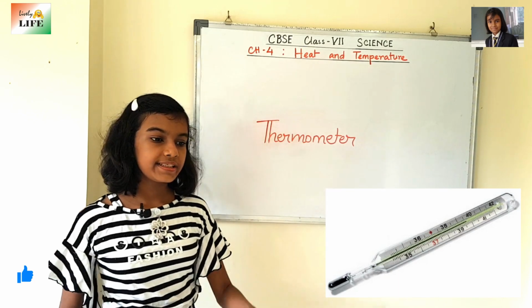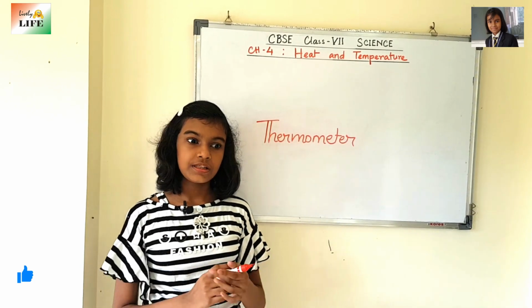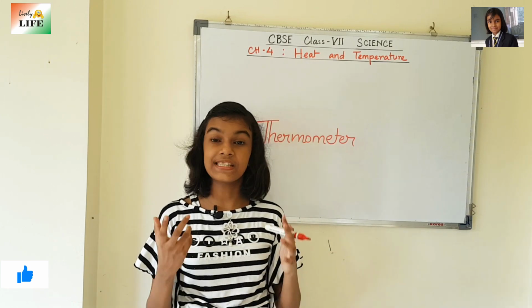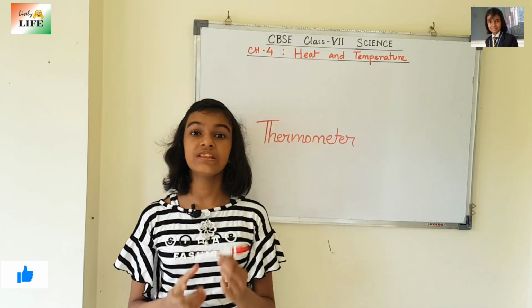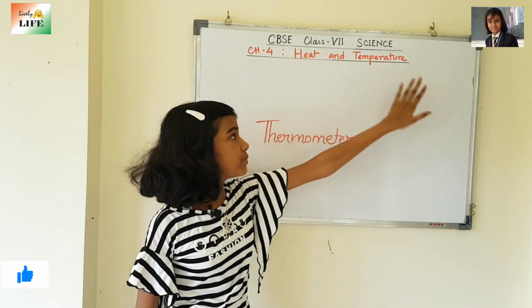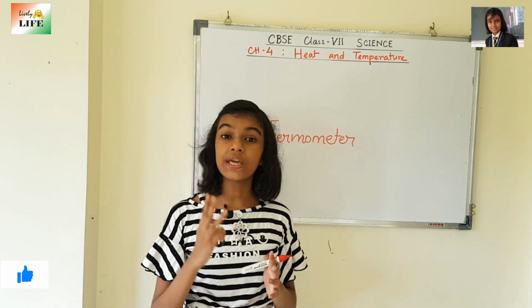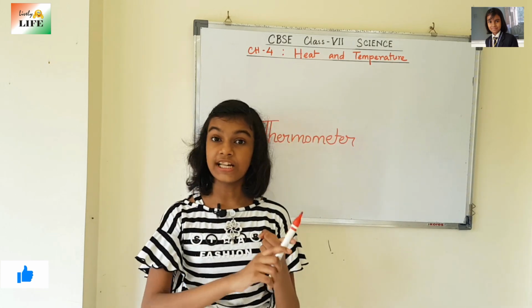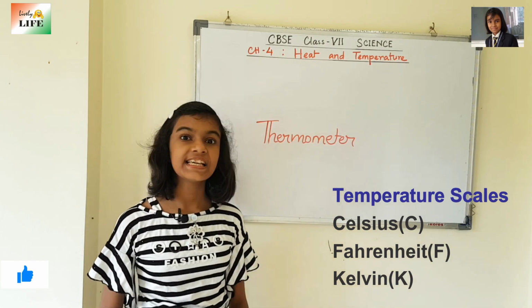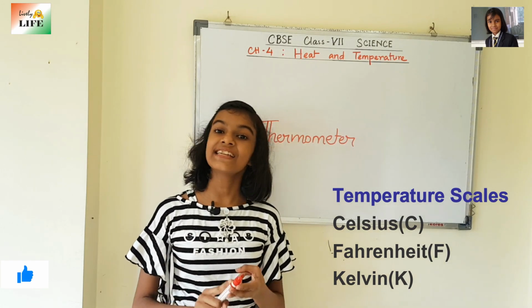Now we know that in every measurement there is a unit. Let's take the example of length. In length we use centimeter, meter, kilometer. For example, the length of something is 10 centimeter, 10 kilometer, 10 meter. So temperature is also a measurement, and temperature also has a unit. The temperature has 3 scales. These 3 scales are Celsius scale, Fahrenheit scale and Kelvin scale.